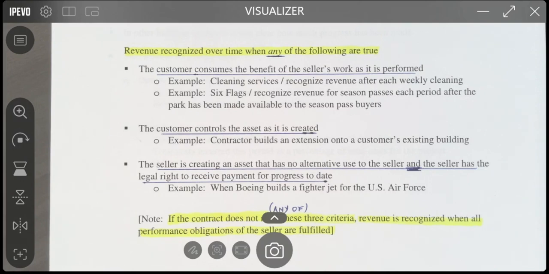Finally, another reason revenue can be recognized over time is when the seller is creating an asset that has no alternative use to the seller, and the seller has the legal right to receive payment for progress to date from the customer. This is an example when Boeing builds a fighter jet for the U.S. Air Force. Boeing doesn't need fighter jets for its business.